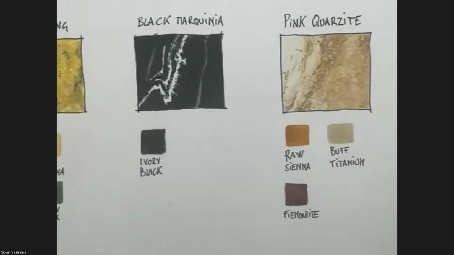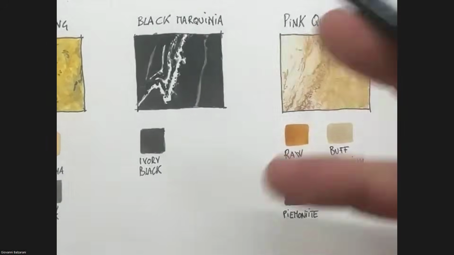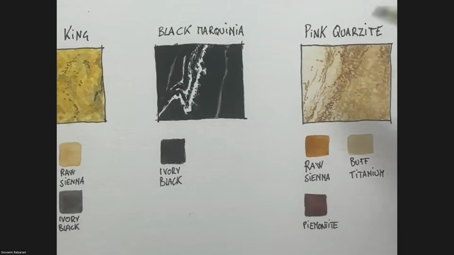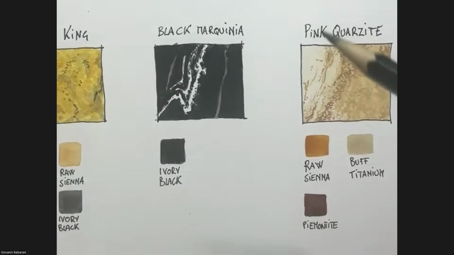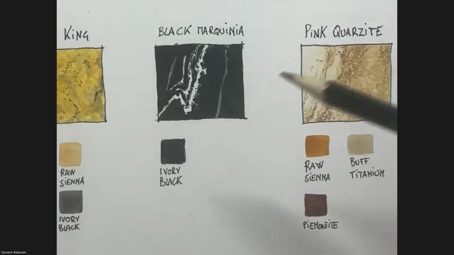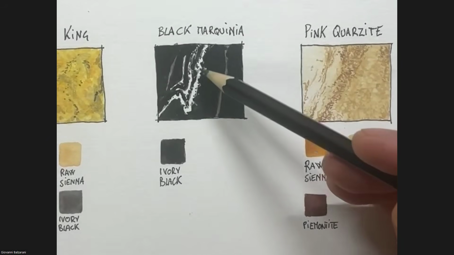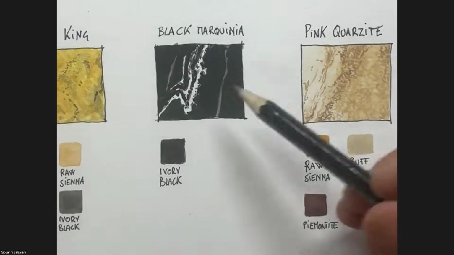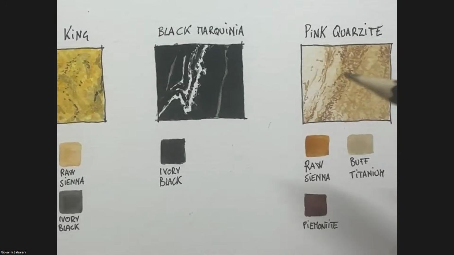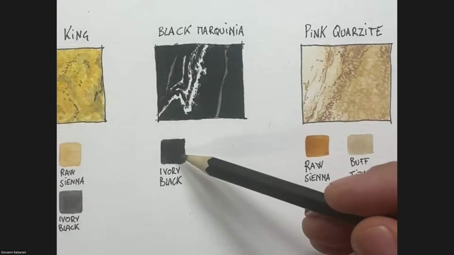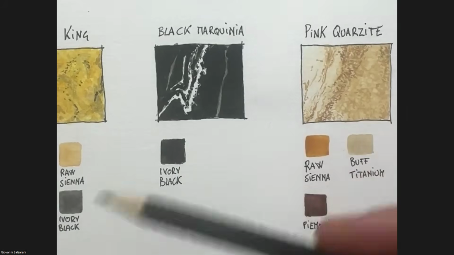And continue is one of the darkest marbles in the world, black Marquinia. It is only black. It is only black, and the veins are obtained without using the masking fluid, but obtained with the paper, and only ivory black in multiple layers.